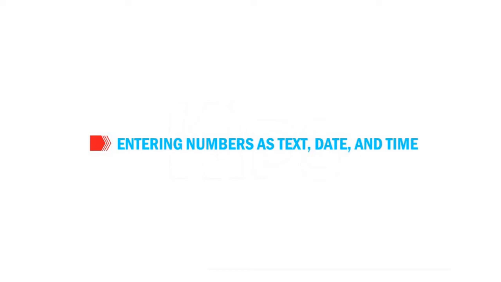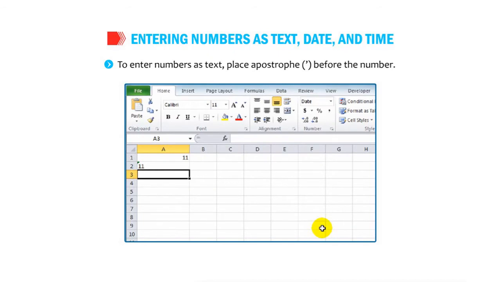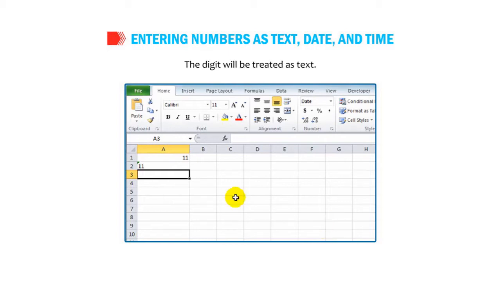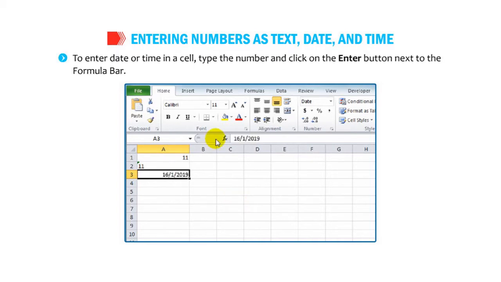Okay students, now we will learn how to enter numbers as text, date and time. To enter numbers as text, place an apostrophe before the number. The digit will be treated as text. To enter date or time in a cell, type the number and click on the Enter button next to the formula bar.